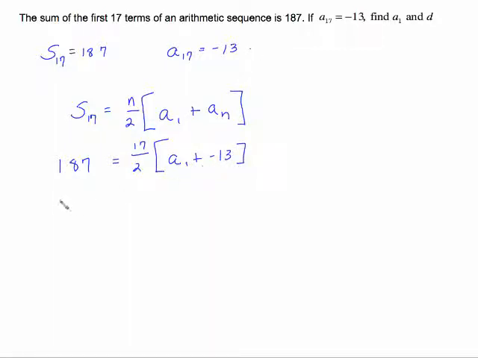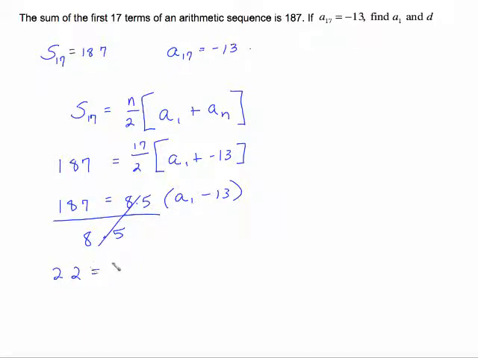So to solve this, I would go to a decimal. 17 divided by 2 is just 8.5. This is a sub 1 minus 13. Divide both sides by 8.5. And that works out to be 22. So that cancels out. That gives me 22 equals a sub 1 minus 13. Add 13 to both sides. And a sub 1 is 35.